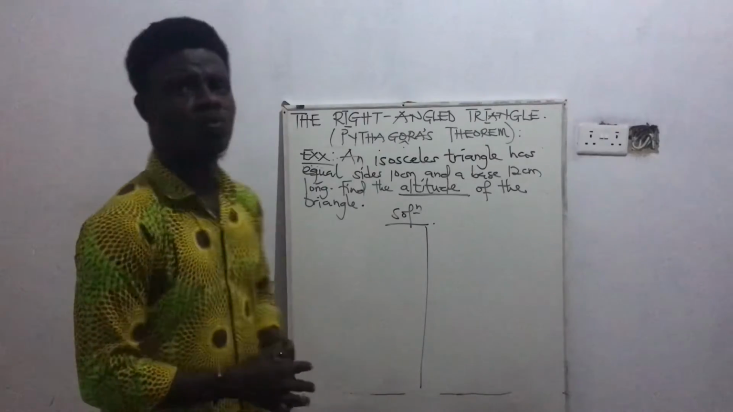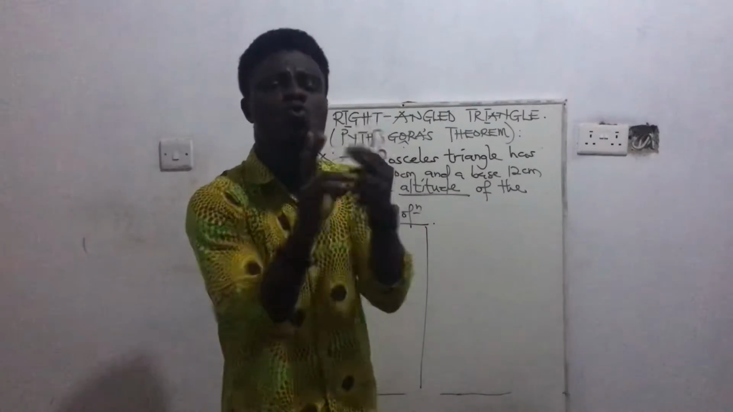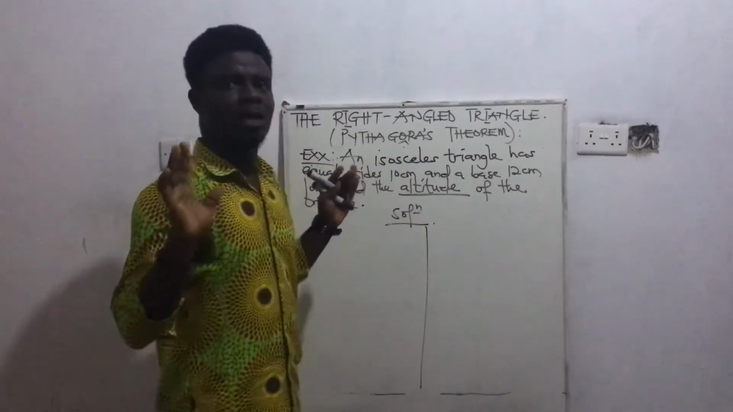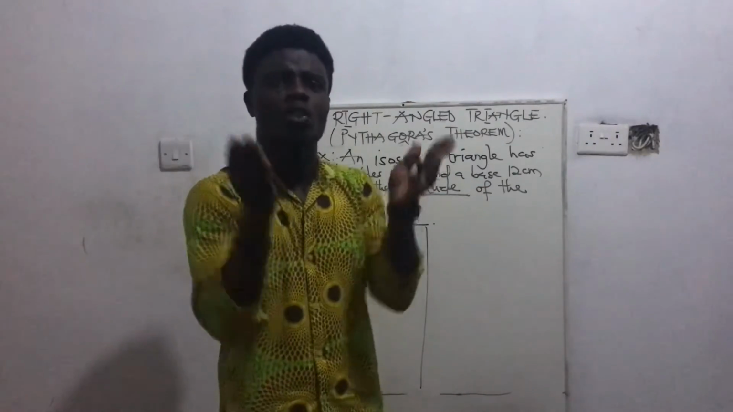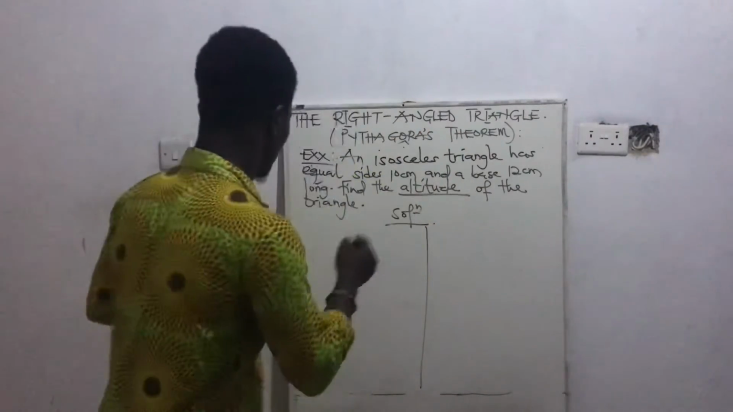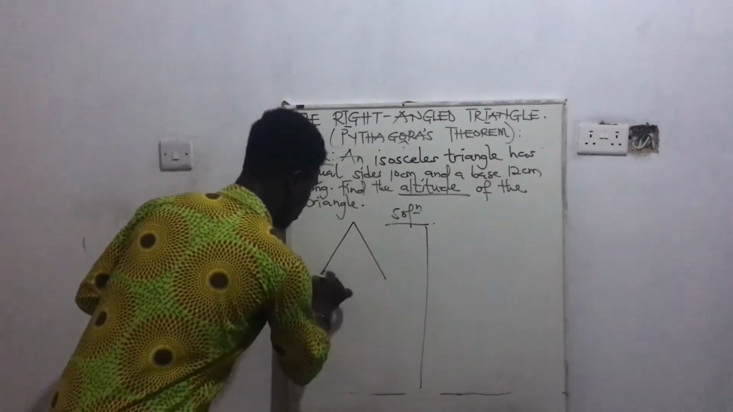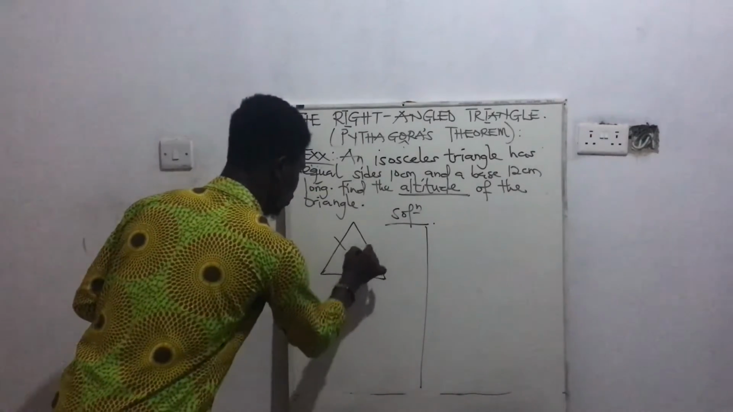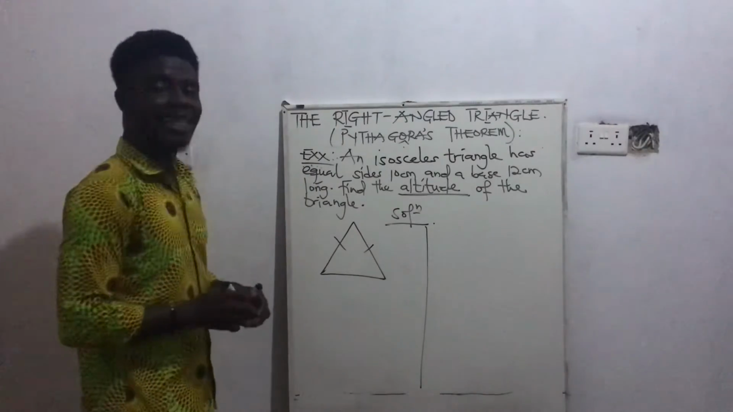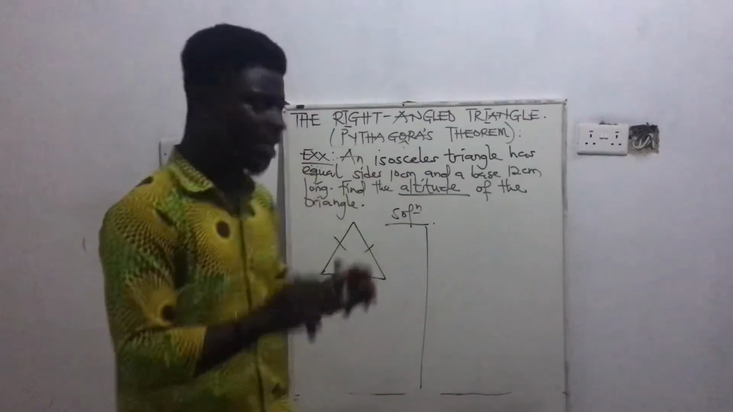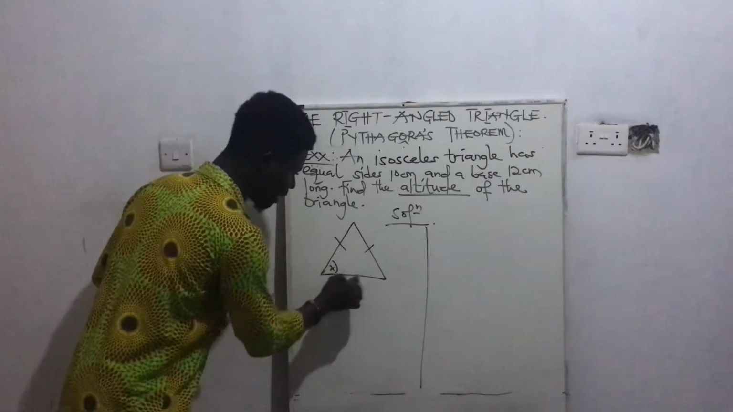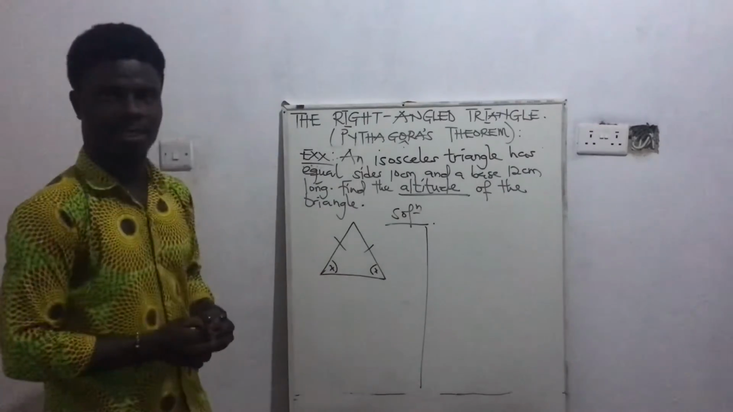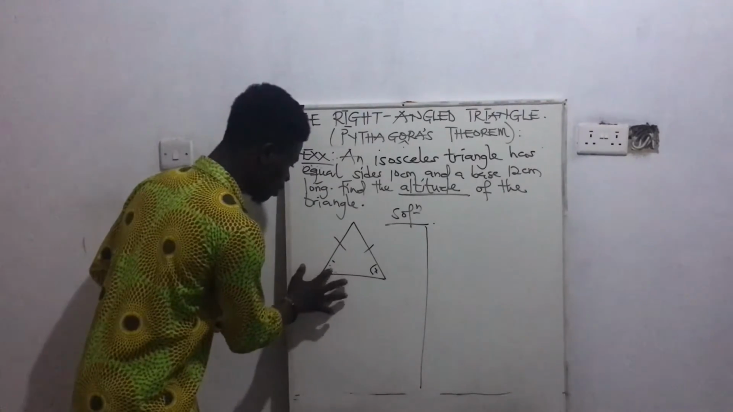An isosceles triangle. You know that an isosceles triangle is a type of triangle with two equal sides. And we have the base angles too are what? Equal. So it has what? Two equal sides. So I have a triangle with two equal sides. And the base angles too are what? Equal. The base angle. So base angle here x, then that means this place also is what? X. But we are not into that for now.